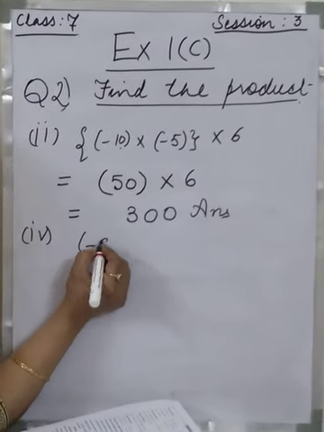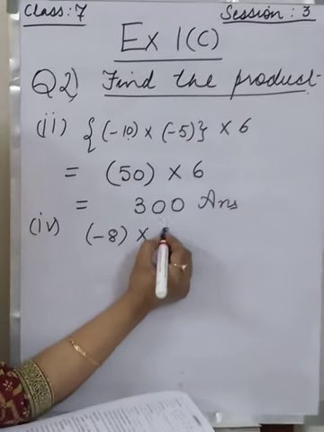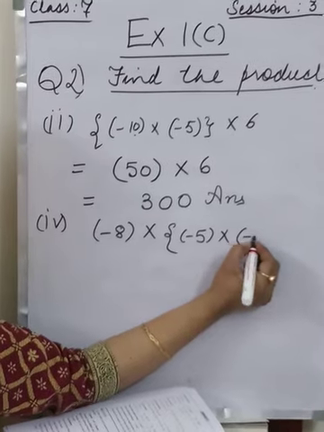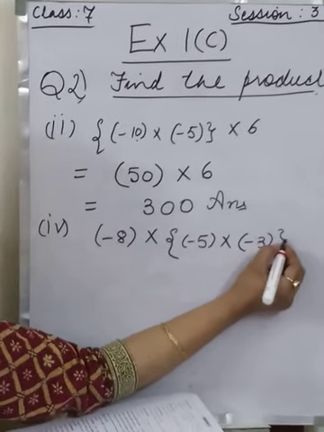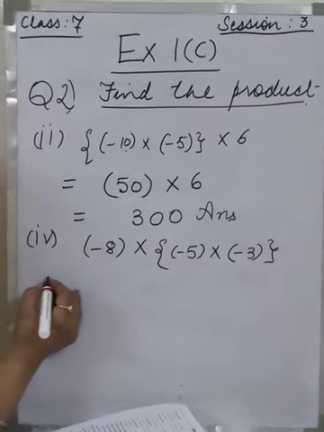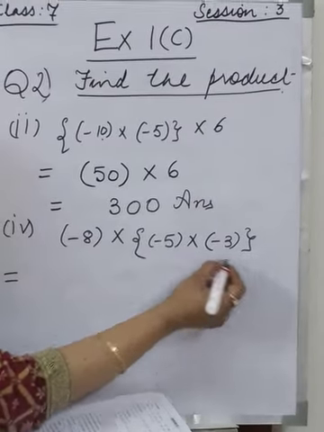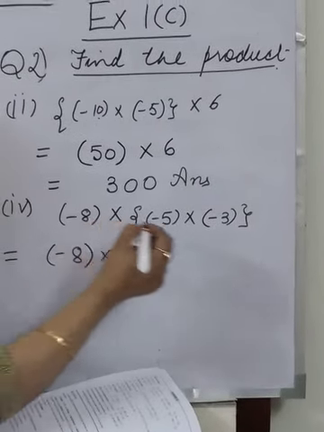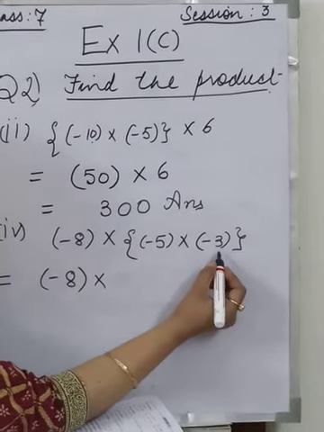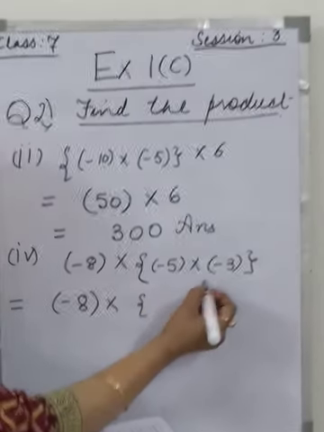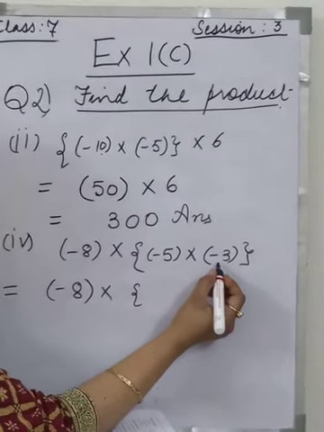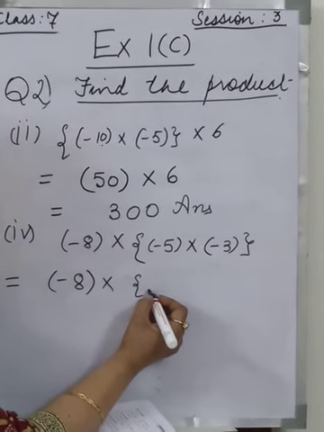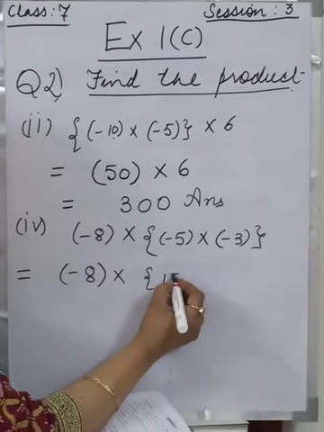Then I do the fourth part for you. It is minus 8 into minus 5 into minus 3. Firstly we solve the curly bracket. We write the small round bracket as it is. Minus 5 into minus 3. The negative sign is 2 times, that is even. The sign is becoming positive. We skip writing the positive sign. 5 3s is 15. I write 15.